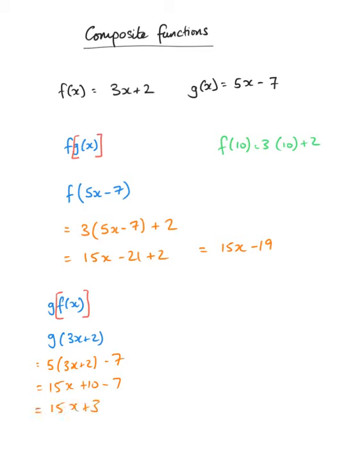So it's very obvious that fg of x is different to gf of x. fg of x was 15x minus 19 and gf of x is 15x plus 3. So it does matter what order you're doing things in.